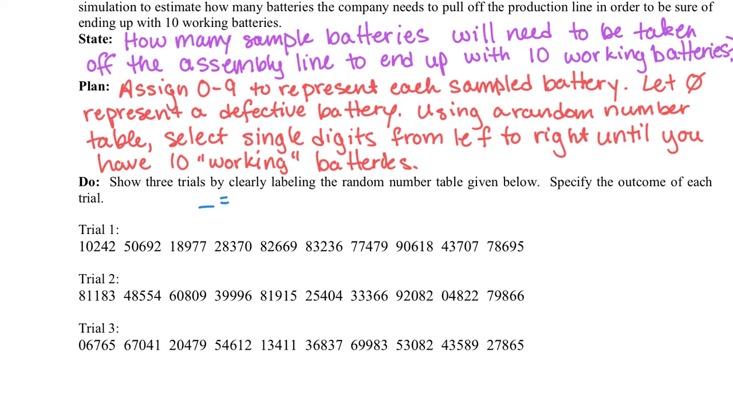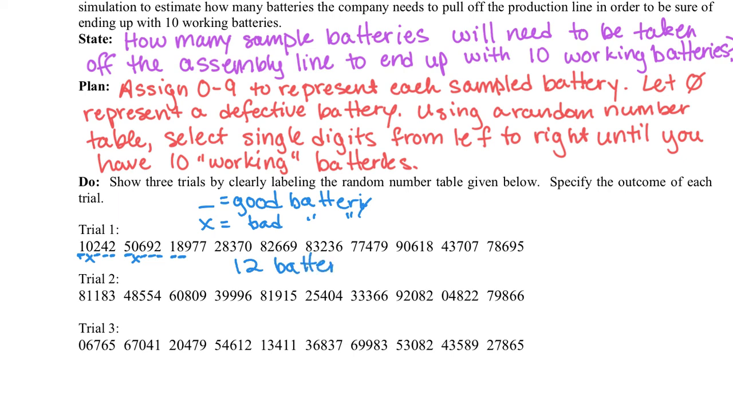So I'm going to let a dash equal a good battery. Okay, and an X will represent a bad battery. I'll just write that down so you can see what I did. So here's what I'm talking about: that's one good battery, that's a bad battery. Anytime I see a 0, that's going to be a bad battery. So I've got 4 good batteries so far. Oh, there's a bad one. 5, 6, 7, 8, 9, 10. Okay, so this one took 12 batteries total.